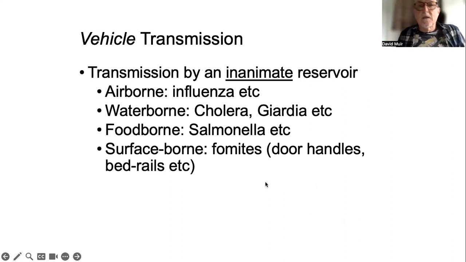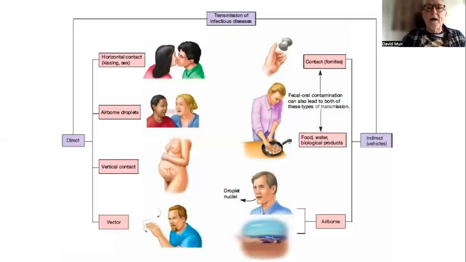The last is vehicle transmission, which is by inanimate reservoirs. The first would be airborne, but droplet transmission. The second, waterborne. There are numerous diseases. We've already heard about Giardia, but other diseases such as cholera. Foodborne, very often because of fecal contamination of food sources, so by salmonella, or even staphylococcus, as we'll hear. And then lastly, surface-borne, and those are the fomites, door handles, bed rails, this sort of thing.